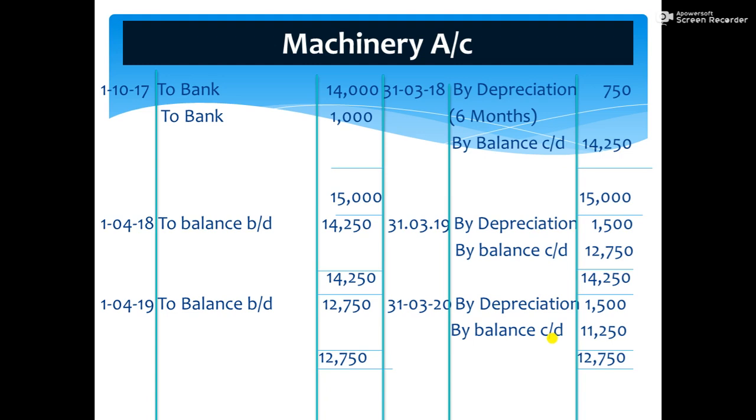The cost of the asset is 14,000 plus 1,000, 15,000. 15,000 into 10% per annum, 1,500. But for the first year, depreciation is only for 6 months. That is 1,500 divided by 2, that is only 750. Or we can calculate like this: 14,000 plus 1,000, 15,000. 15,000 into 10% into 6 by 12. That is 750 depreciation for the first year.